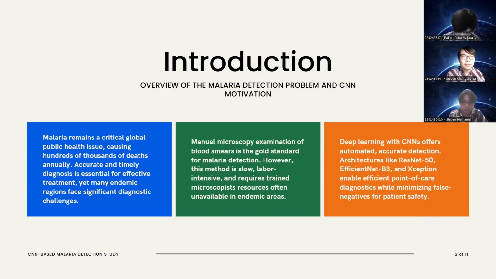This is where deep learning comes in. Convolutional neural networks, or CNNs, can automate this detection accurately and quickly. Architectures like ResNet 50, EfficientNet B3, and Xception make point-of-care diagnosis realistic. And just as importantly, they can be tuned to minimize false negatives, which directly protects the patient.